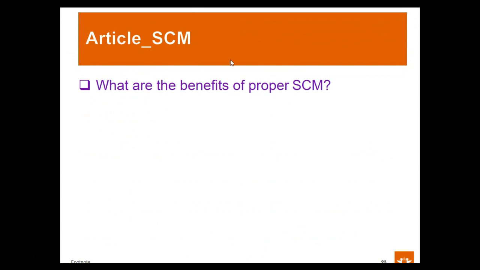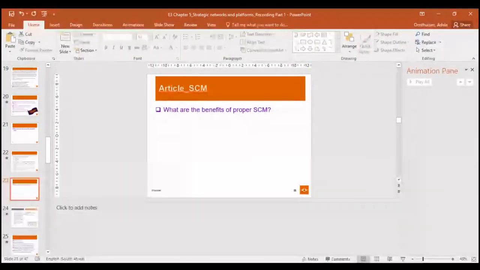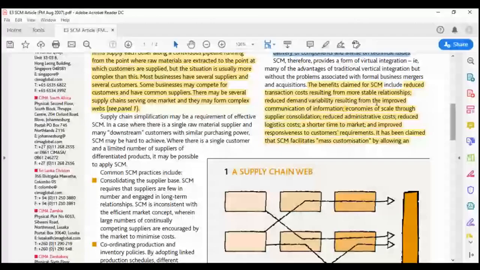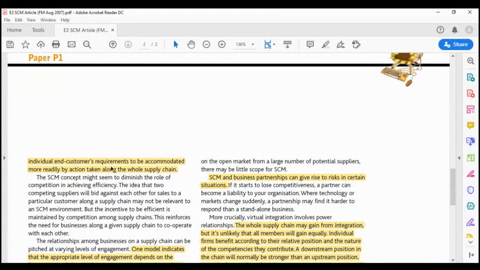So what are the benefits of proper supply chain management? If you go to your article on page 1, it talks about reduced transaction costs resulting from more stable relationships, reduced demand variability resulting from improved communication, economies of scale through supply consolidation, reduced administrative costs, reduced logistics costs, shorter time to market, improved responsiveness, and also mass customization, allowing individual end customer requirements to be accommodated more readily by the actions taken along the whole supply chain.